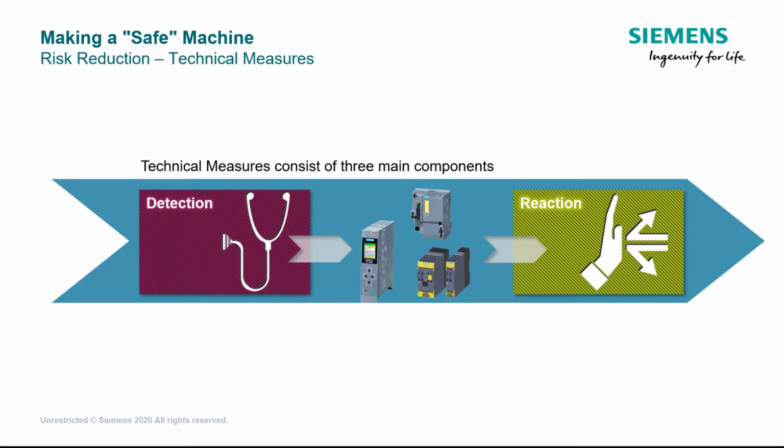The second component is the evaluation piece. In the evaluation piece, this is where different components such as safety relays, programmable safety relays, or safe PLCs have the ability to do safety-based logic. These components will take inputs from the detection phase, apply safe logic to those inputs, and then, based on programming or logical functions, will then decide in the reaction phase whether to remove power from the machine.